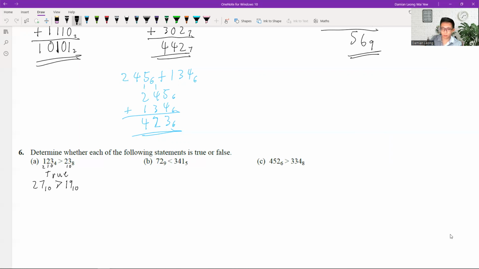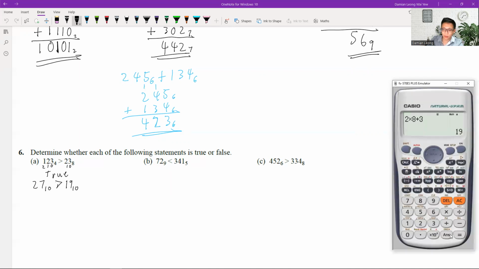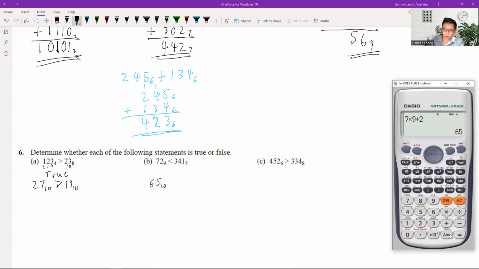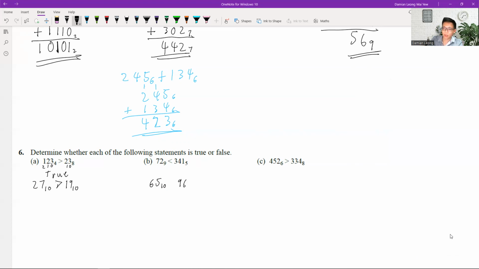Okay, 7 2 in base 9. So again, power 0, power 1. 7 times 9 to the power 1 plus 2, 65 in base 10. 3 4 1: 3 times 5 to the power of 2 plus 4 times 5 plus 1, 96 in base 10, which is also this way, also true.